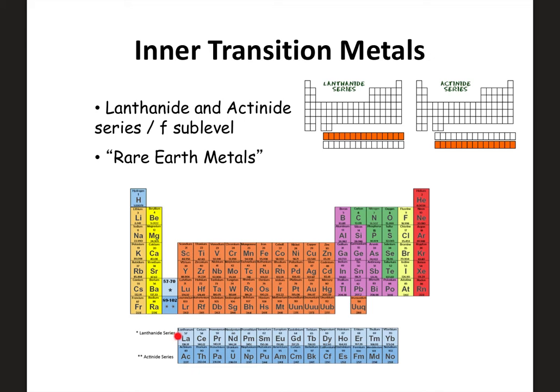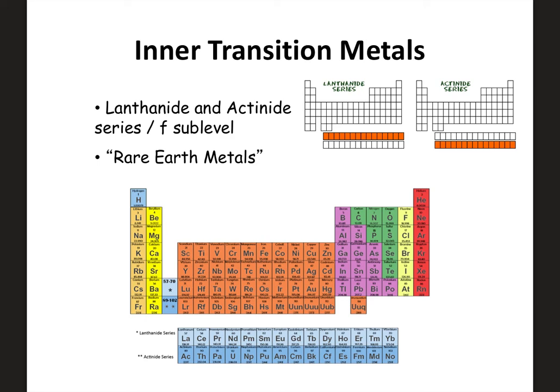So the top F, the 4F here, we call that the lanthanide series. You can see up here, the 4F is going to be the lanthanide series because it starts with the element lanthanum. So they call the entire row the lanthanide series. And then the bottom F here, we call that the actinide series. So the 5F, we call the actinide series. That's the very, very bottom of the inner transition metal.